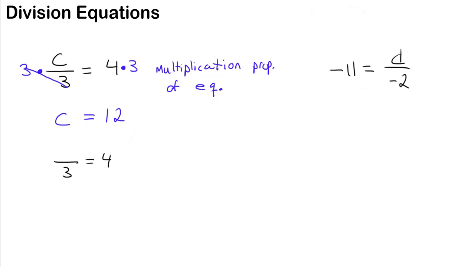And if c is 12, so if I look at the left-hand side here, what is 12 divided by 3? It's 4. So I have 4 equals 4. That's true. Take a look at this next example here.